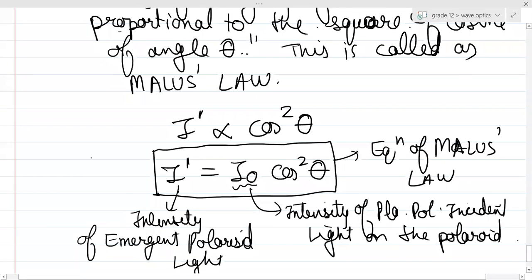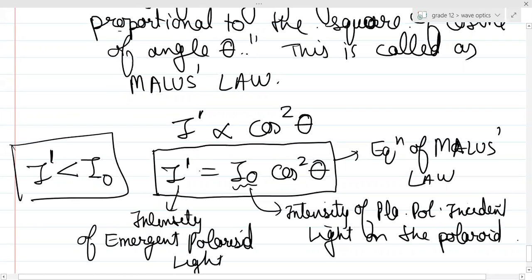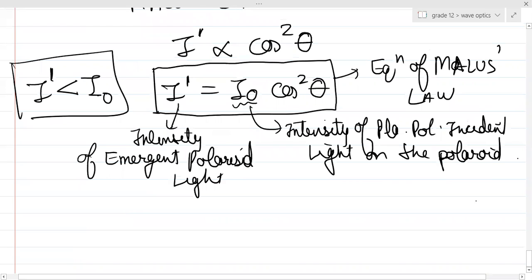By the way, please remember it's cos square theta. Always remember, I dash will be less than I naught. When you pass it through a polarizer, the decrease in intensity is certain. In the maximum case, it remains equal.